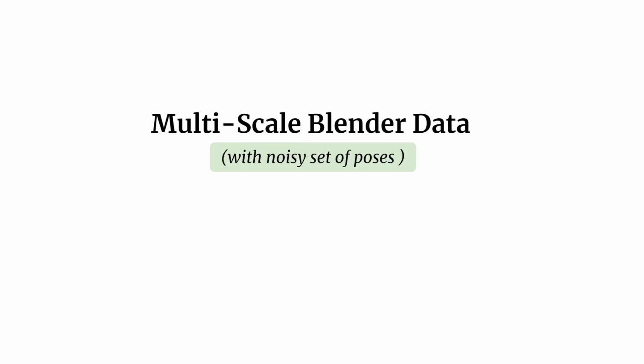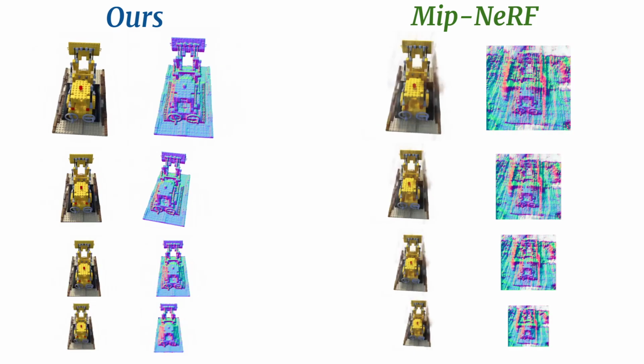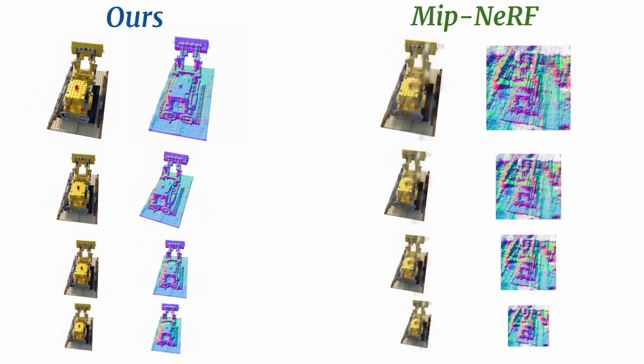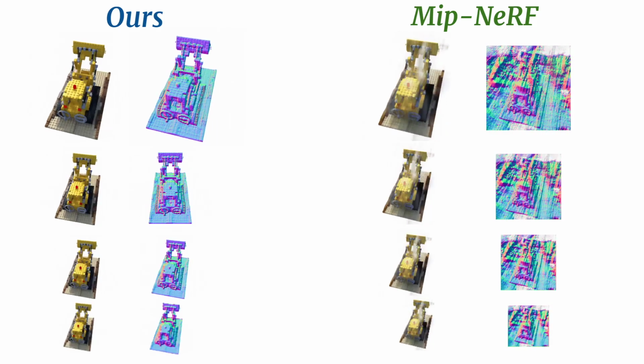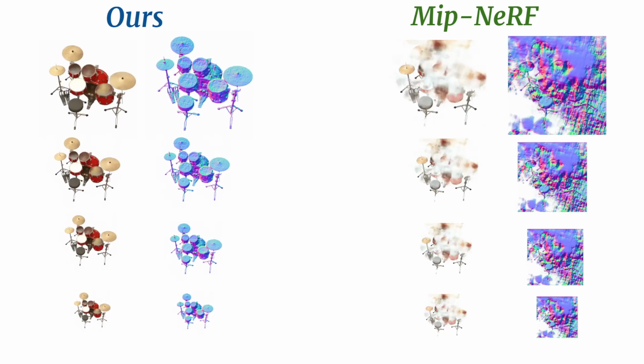We now discuss the results of this proposed approach on the multi-scale version of the Blender dataset with a noisy set of poses. It can be observed that there are no artifacts in our renderings, whereas the renderings of MIPNERF are completely distorted, thereby showing its effectiveness under pose perturbations. And this is true for all the images, all the scenes in the multi-scale Blender dataset.